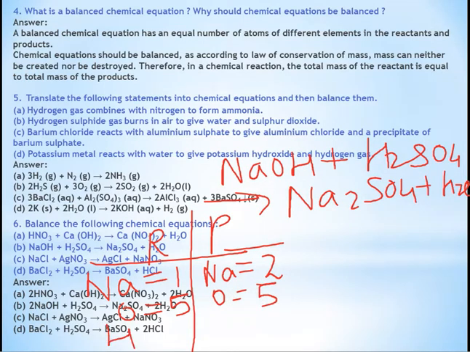How many hydrogen atoms are there? 2 and 1, 3 hydrogen atoms. And over there, how many hydrogen atoms we have? Only 2 hydrogen atoms are there. So what we have to balance? Oxygen is balanced. We have to balance sodium and hydrogen.